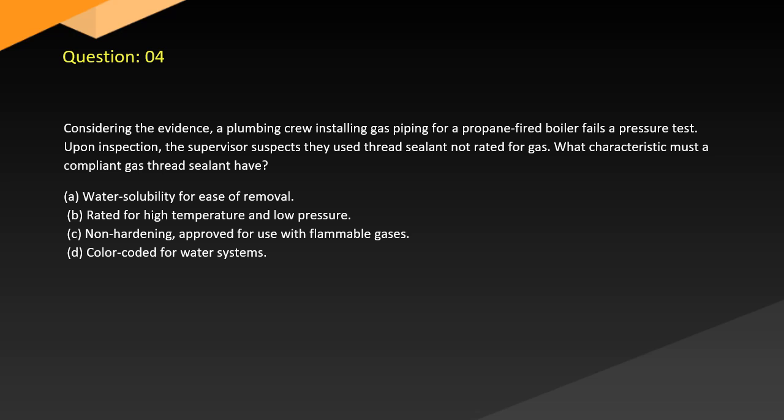Question 4. Considering the evidence, a plumbing crew installing gas piping for a propane fired boiler fails a pressure test. Upon inspection, the supervisor suspects they used thread sealant not rated for gas. What characteristic must a compliant gas thread sealant have? A. Water solubility for ease of removal. B. Rated for high temperature and low pressure. C. Non-hardening, approved for use with flammable gases. D. Color-coded for water systems.